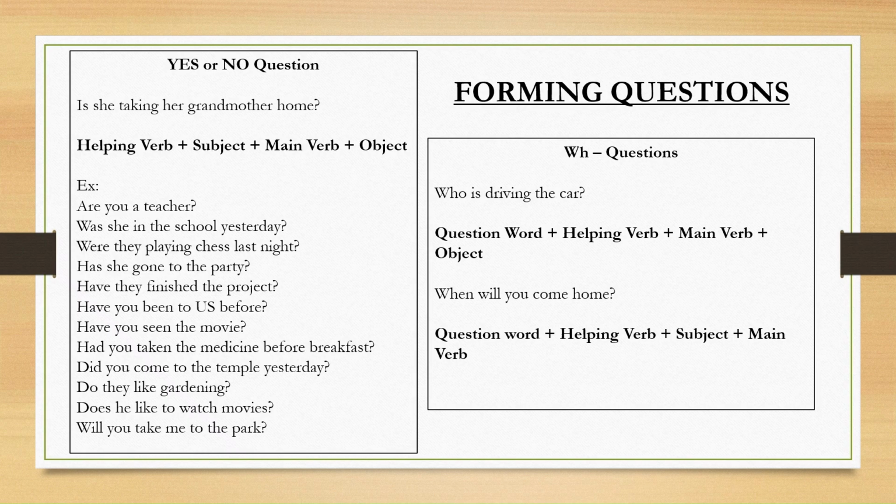Now let's get to forming questions. There are two types of questions, yes or no questions and WH questions. So, yes or no questions. Is she taking her grandmother home? So, we have here helping verb plus subject plus main verb plus object. The helping verb comes before the subject. The yes or no question always starts with a helping verb.